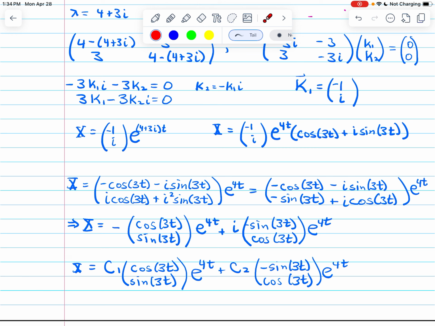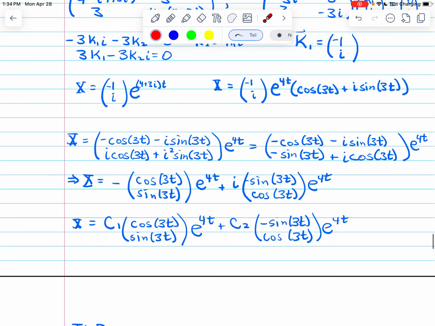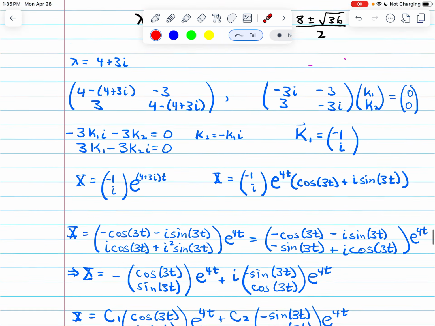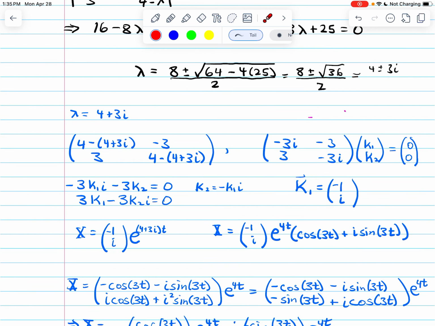Now, I've actually got two independent solutions there. What I'm going to do is this negative is going to be gone. I'm just going to replace it with C1. This i is going to be swallowed up in C2. So here's my general solution: C1 times this plus C2 times this. So this is one way to get two independent solutions. And notice I never had to go back and touch that 4 minus 3i.